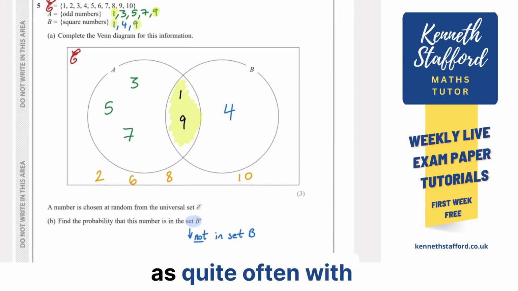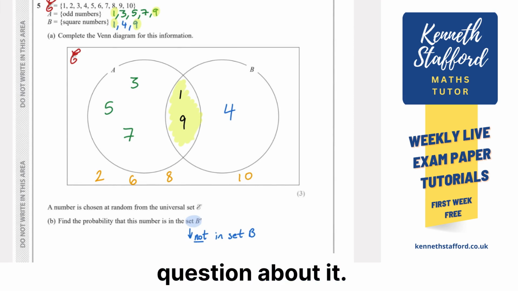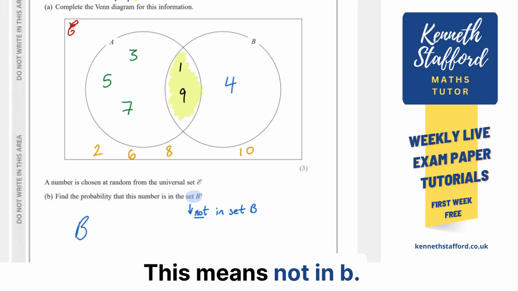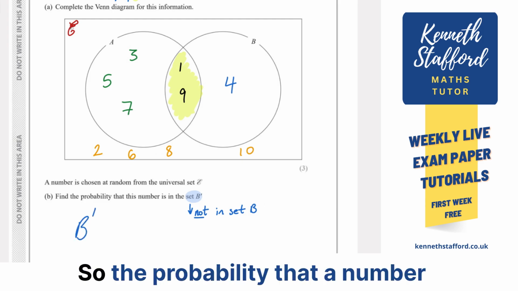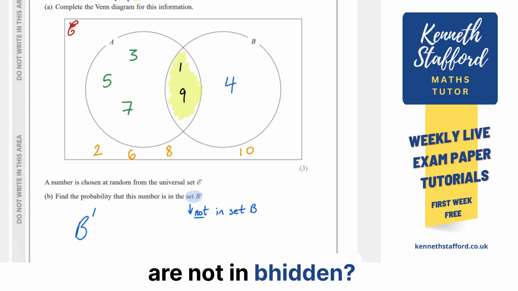And then, as quite often with Venn diagrams, it's asking us a probability question about it. As you can see down here from my hint paper, I've already sort of given a clue here. The set B with a dash, let's just draw that. This means not in B. So the probability that a number is not in B, well, it's just how many numbers are not in B. What fraction of the numbers are not in B?